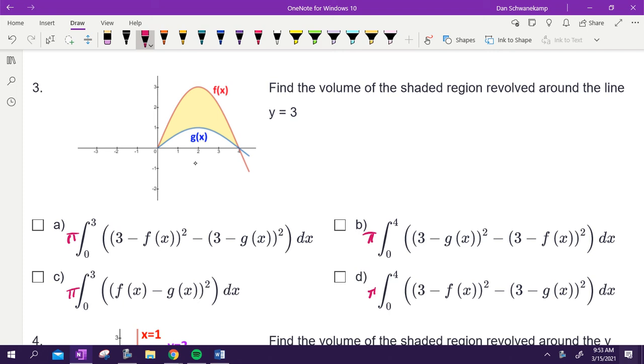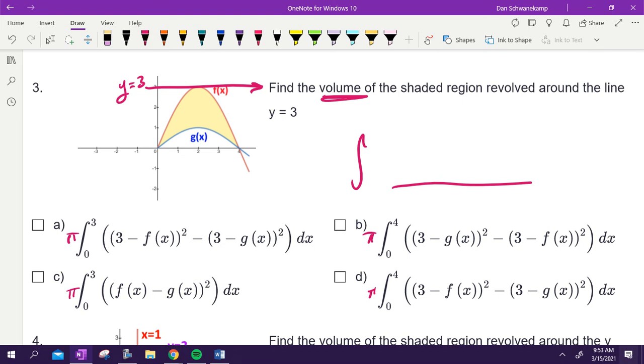We are finding the volume of the shaded region revolved around the line y equals 3. So we need to know where that line is. That right there is y equals 3. Make sure you know where a horizontal line is going to be. If we're finding volume, what do we do? Integrate area. I'm revolving it this way, around the line in that direction.